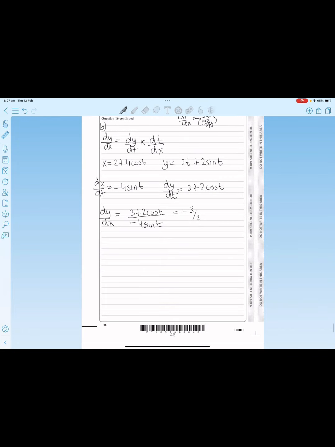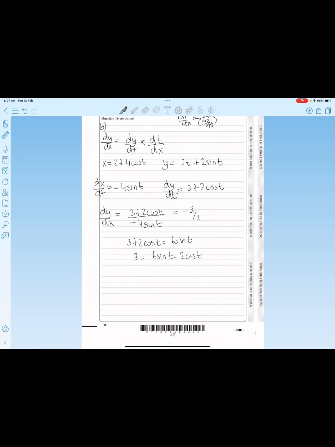Okay, so I'm going to move the minus 4 sine t to the other side. I'll get 3 plus 2 cos t is equal to 6 sine t. Therefore, 3 is equal to 6 sine t minus 2 cos t.